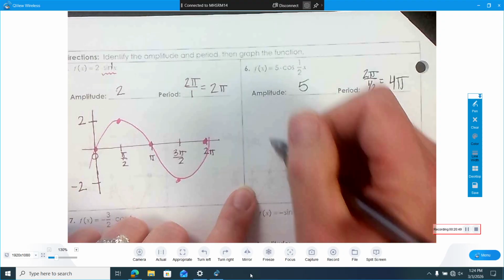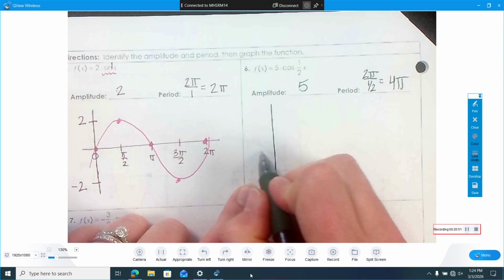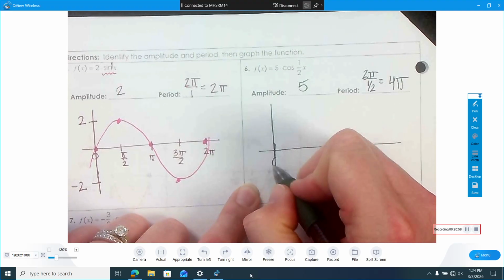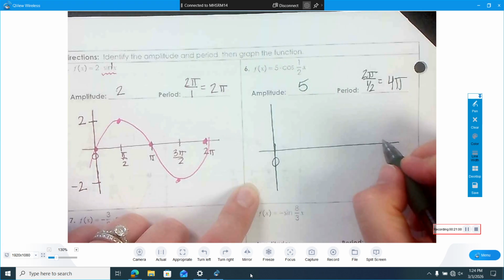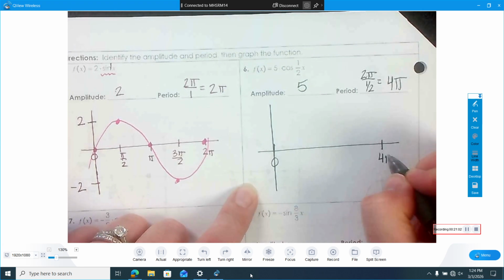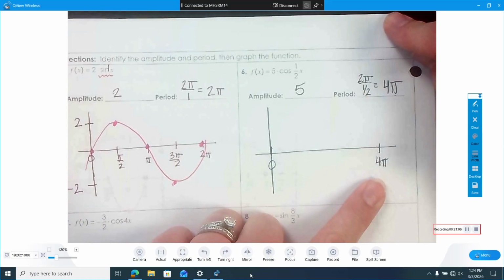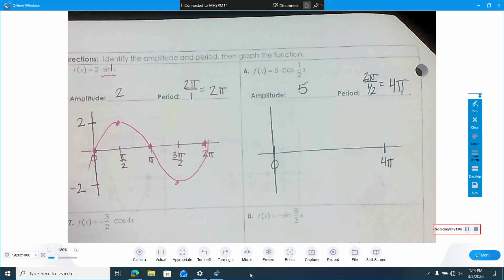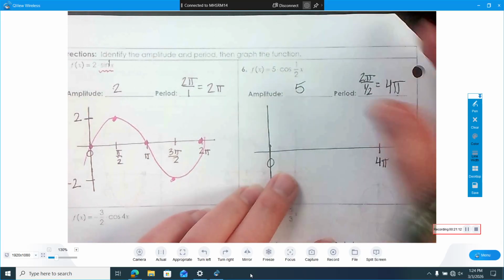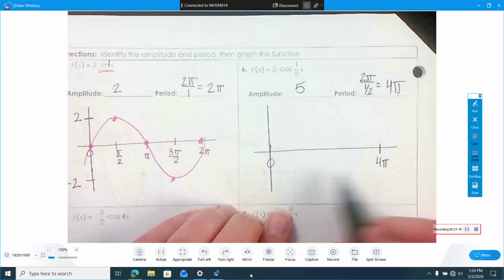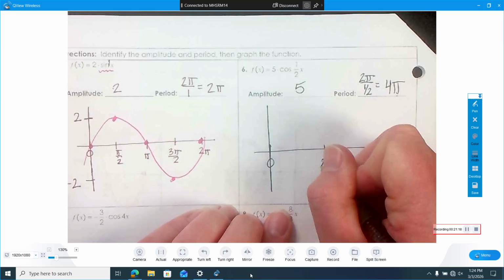Very good. So I have my vertical axis and I have my horizontal axis. I'm going to deal with my horizontal axis first. It starts at 0 and ends at 4 pi this time. Oh, this is a change. This one's getting stretched longer. It's taking more time to complete its cycle. So what's halfway between 0 and 4 pi? 2 pi. Okay, very good.